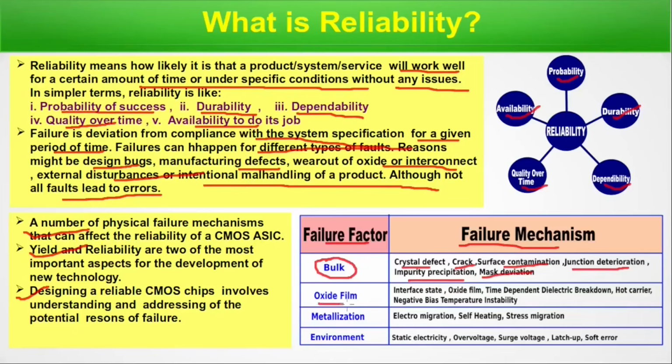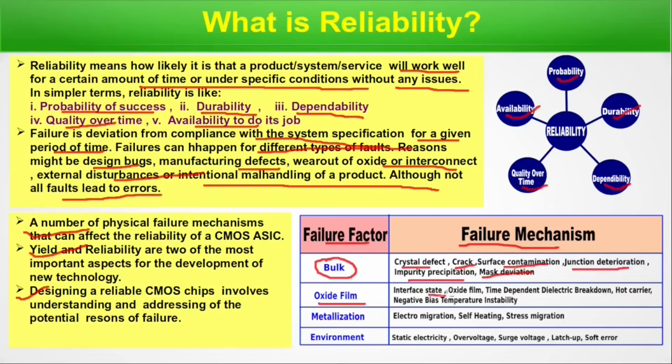Now comes oxide film. Interface state. Oxide is an insulator. There should not be any free charge. An oxide is a good oxide if it is highly non-conducting. There is no free state, no interface state. In practice, it doesn't happen. There are some interface states, although the number of interface states must be within limit. Otherwise, the quality of the oxide film is not considered good for a MOSFET.